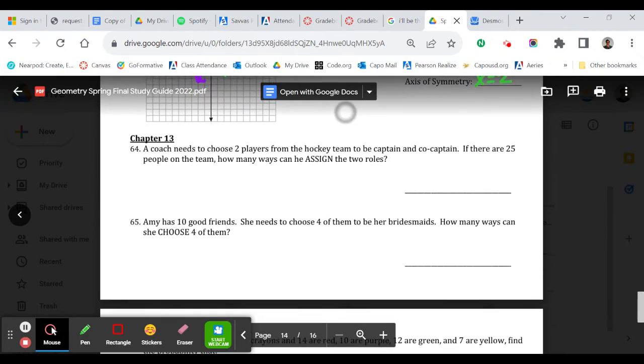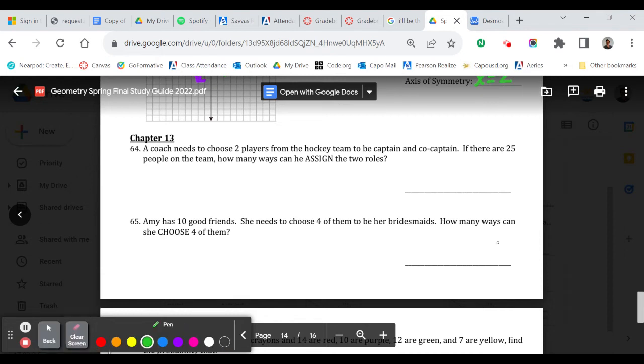Okay, now we get into our nPr, nCr. So for nPr, order matters. In this case, we're assigning two roles, captain and co-captain, so it matters. So we're going to do nPr, and we're going to take the number of players and pick 2. That should end up with 600 if you plug it in your calculator. If you do it the other way, you'll actually get no answer, because this is saying I have 25 people and I'm picking 2 spots. If you had 2 people and you're filling 25 spots, you won't be able to do it.